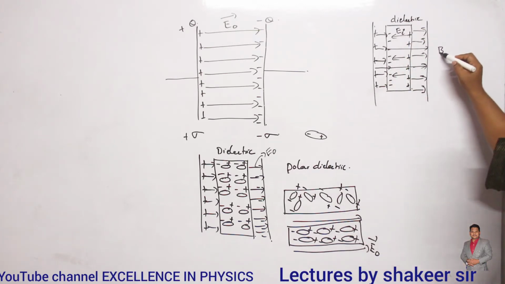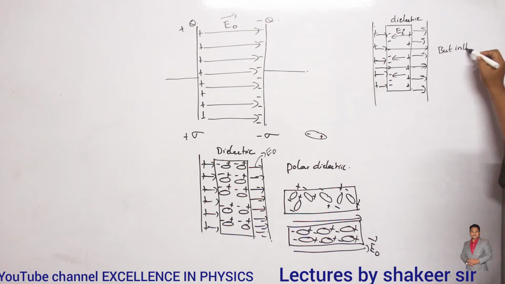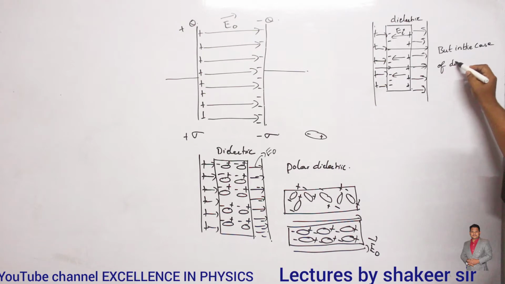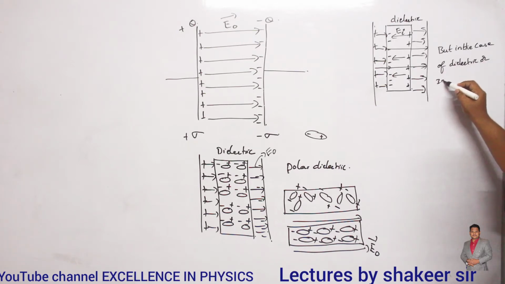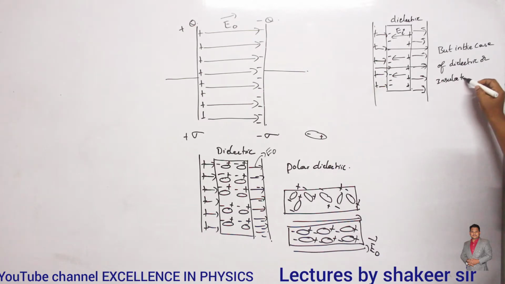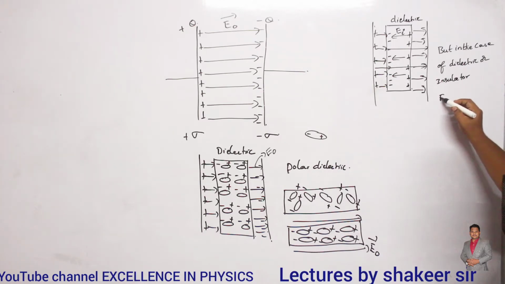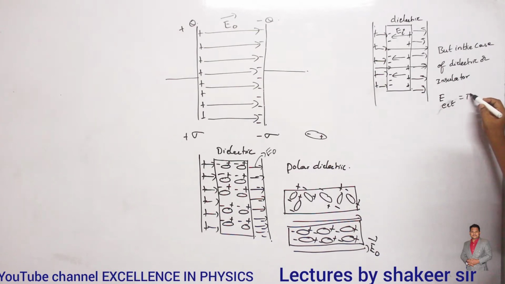But in the case of a dielectric or insulator, E external, or you can call it E naught, is much greater than E induced. Can you say what is the reason?